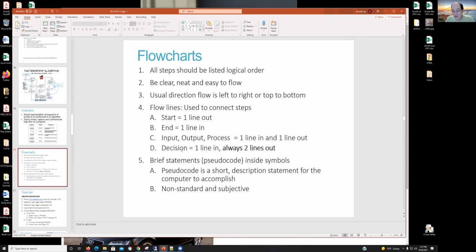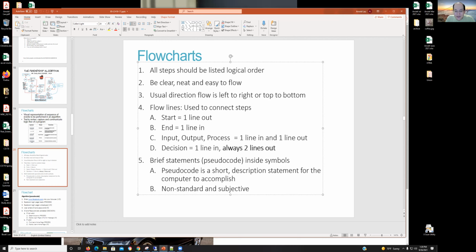This is what I was saying before. Remember, I was saying it's either yes or no, black or white, whatever. So it's one line in: my data coming in, let's say it's a number. And then I'm saying, is it greater than 10? It's either yes or no. So that's my two lines out here. Pay attention to that, because that's another concept that people tend to get confused on when they're doing their flowcharts.